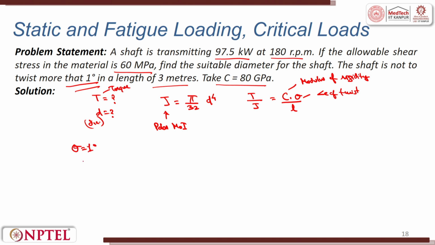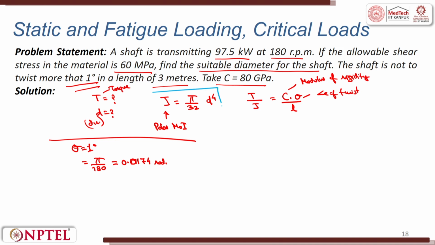To convert this into radians, this is equal to pi by 180, which is equal to 0.0174 radians. Right? So use these relations to find the value of the asked missing parameter, that is the suitable diameter of the shaft. So these are two relationships that you will use. One is considering the strength of the shaft. This is for strength, right? Also it is given the stiffness of the shaft because the twist angle is given.